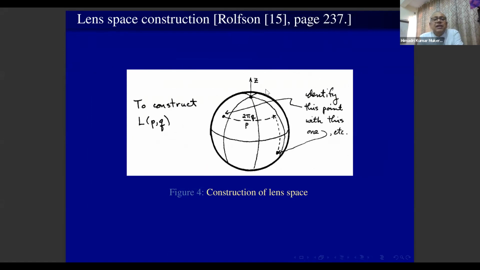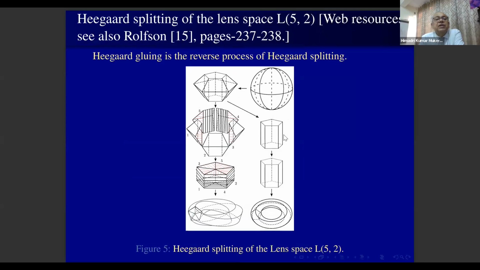So if you want to construct a lens space L(p,q), how do you do it? You just take a sphere and identify this point with this point. That is, you rotate like this and take a reflection on the equator. So identify this with this one. This is how we construct a lens space.